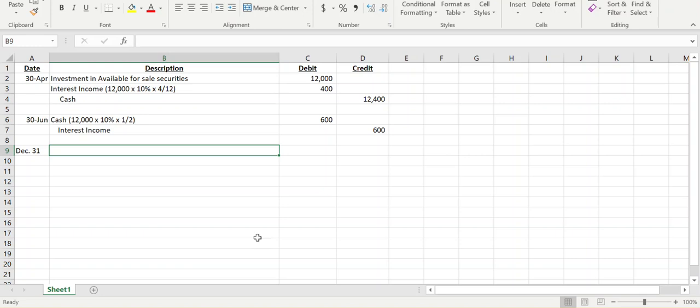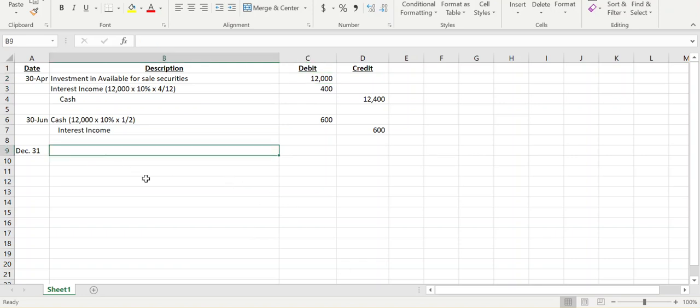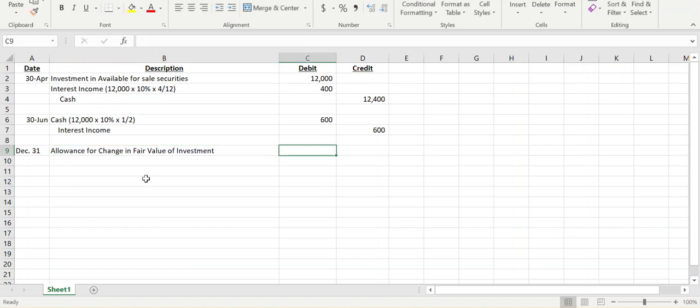So they told us the market value, what they're worth as of December 31st, is $12,300, and the carrying value of our bonds is $12,000. So that means we actually have what we call an unrealized gain. So what we do is we debit an account called the allowance for change in the fair value of our investment. So the difference is going to be between the market value, the $12,300, and what our carrying value is, which is the $12,000. So we have a $300 change.